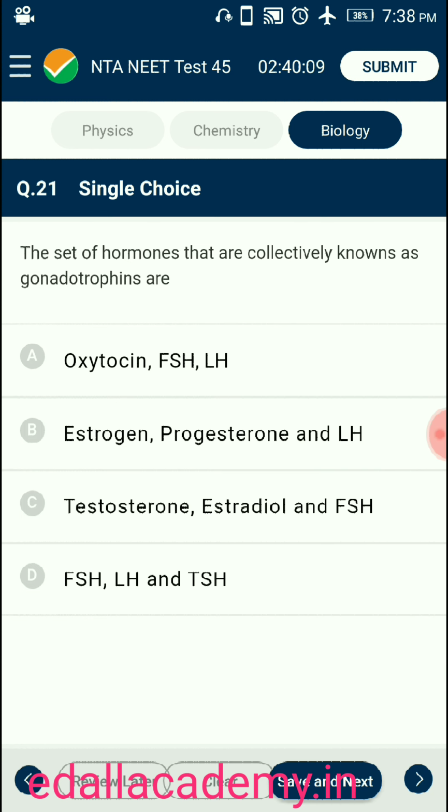Question number 21. The set of hormones that are collectively known as gonadotropins are. Follicle stimulating hormone and luteinizing hormone are major, and prolactin is a weak gonadotropin secreted by the pituitary gland in humans. These stimulate the gonads, the testes in males and the ovaries in females. They are not necessary for life but are essential for reproduction. So the correct option is A, oxytocin, follicle stimulating hormone and luteinizing hormone.